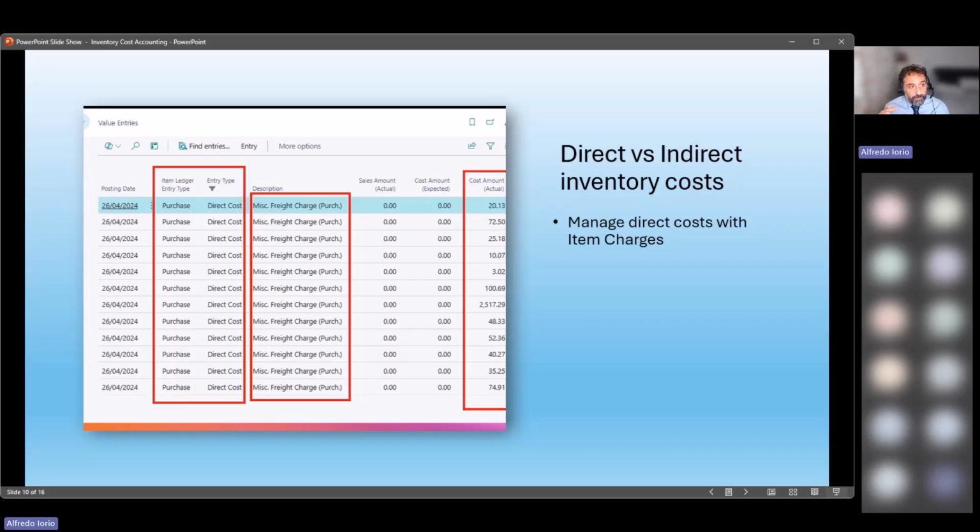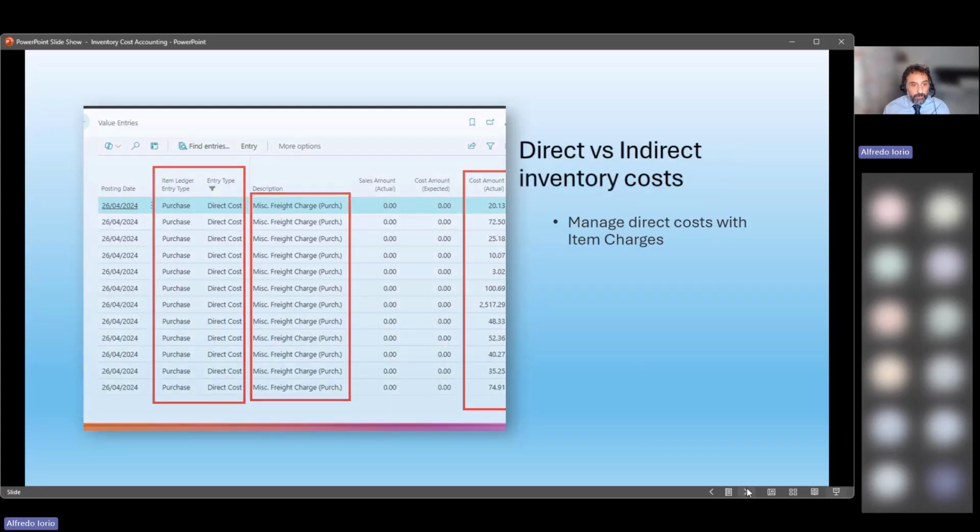And here you can see that there are value entries specifically created by item charges. Here we have a direct cost of purchase for a freight charge purchase, and you can see it looks at the cost amount actual and the cost amount actual of the item charge plus the direct cost of purchase, the price, the amount that we paid to the supplier, or in Business Central terminology, the vendor, will be summed up. And the two together will make the value, the cost of my item, right? So this is the direct cost.